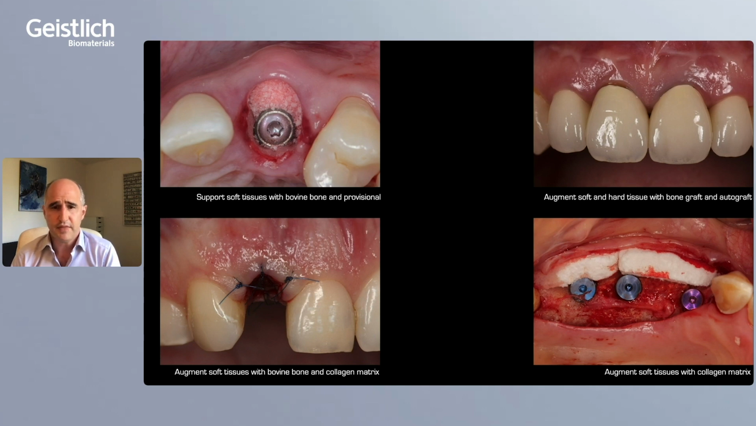Now, let's move a little bit away from the autogenous soft tissue grafts, because of course it's quite visible that these are quite invasive surgeries. The question is, how can we use soft tissue matrices? Well, soft tissue matrices are of course a good idea, especially in the field of extraction socket and in the preparatory phase around dental implants.